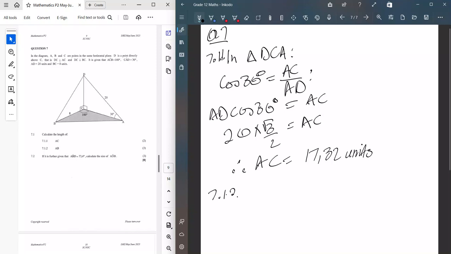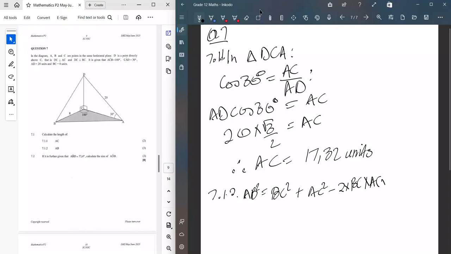7.1.2. Now we are looking for AB. We have AC and we also have BC. We want AB, so we're using the cosine rule. AB squared equals BC squared plus AC squared minus 2 times BC times AC times cos of angle ACB.